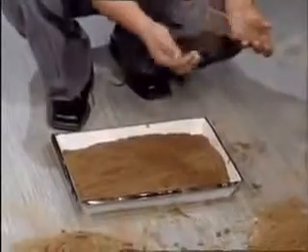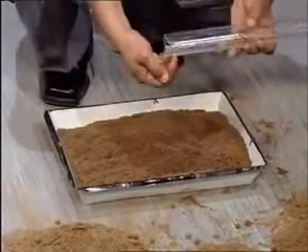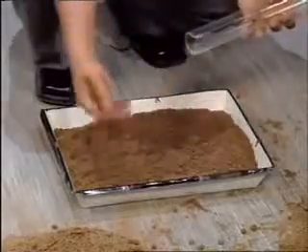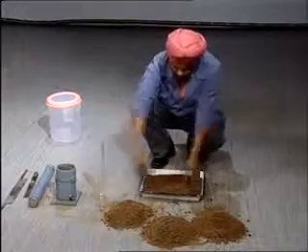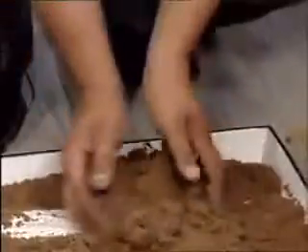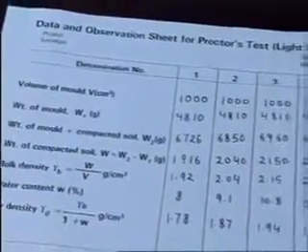Now add about 3% more water to a fresh portion of the processed soil and repeat the process. Record all the observations in the proforma accordingly.